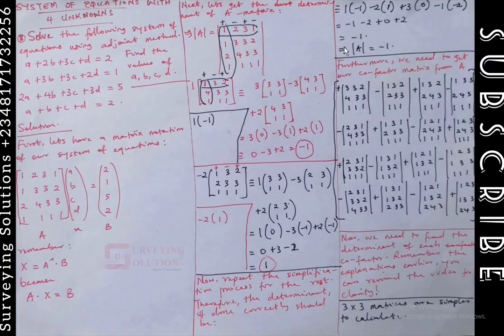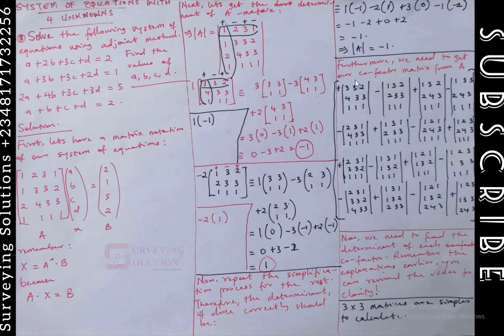This now implies that the determinant of our matrix A, which is the matrix of the coefficients of the unknown, is actually minus 1. Are we together? It's a 4 by 4 matrix. That's why the explanation was a bit long, but it's actually worthwhile. So if you follow it through, you are good to go.